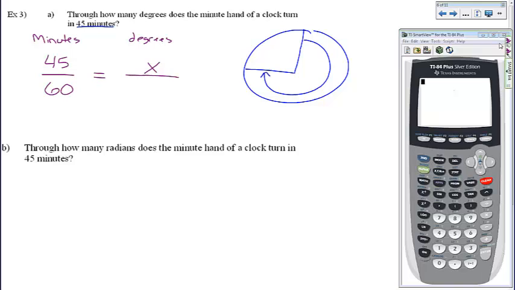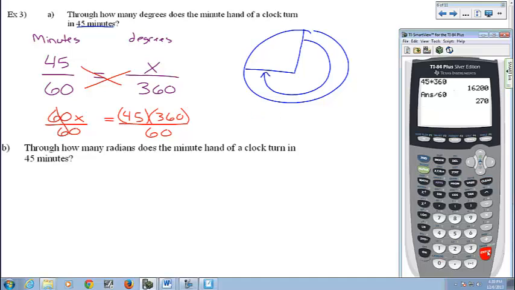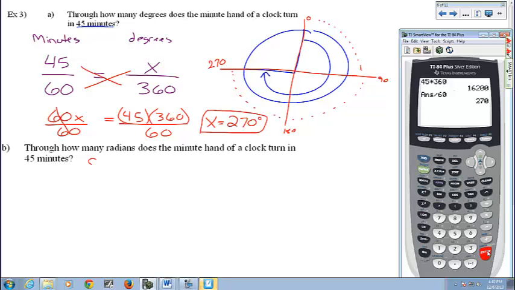Well, one turn around the clock is equal to 360 degrees. Now we simply cross multiply. We divide both sides by 60 to get that unknown degree amount alone, plug it into our calculator, and we should get a value for x equal to 270 degrees. In other words, the minute hand goes through 270 degrees of rotation in 45 minutes, and visually this makes sense as well. If you were to draw your 4 quadrants with 0 at the top, you know that each quadrant gives you 90 degrees. So if it goes 3/4 of the way around, it would make 270 degree rotation.